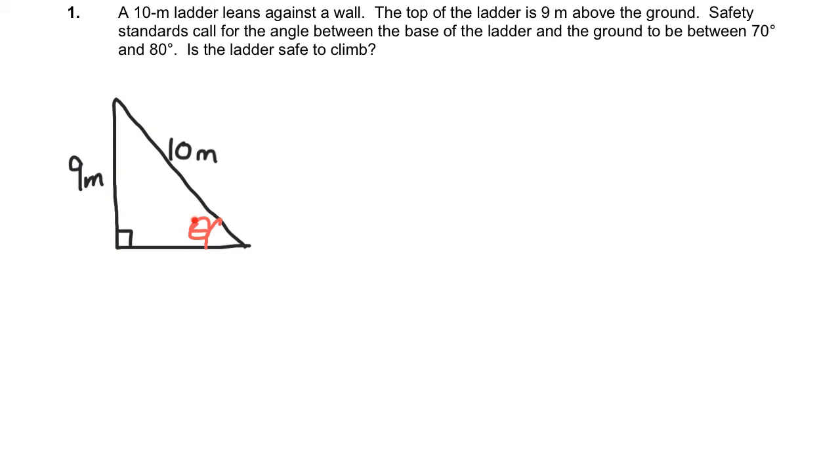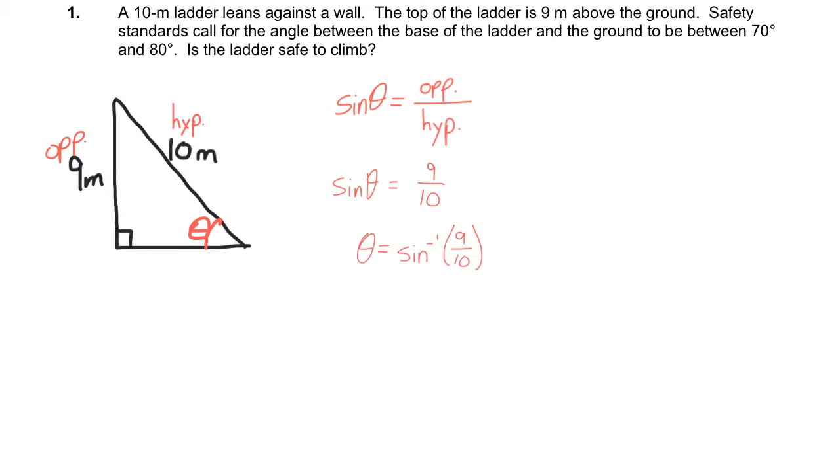Well, this is the angle I want. This is the opposite side. This is the hypotenuse. So opposite and hypotenuse, that's sine. So I'm going to use the sine of my angle, plug in my values for the sides, and don't forget, if you're finding the angle, you have to do the inverse sine in your calculator using your shift button or second function button. So when we do that in the calculator, we get 64 degrees. So this angle is a 64-degree angle. Is the ladder safe to climb? Well, no, it is not safe to climb because it's not between 70 and 80 degrees.